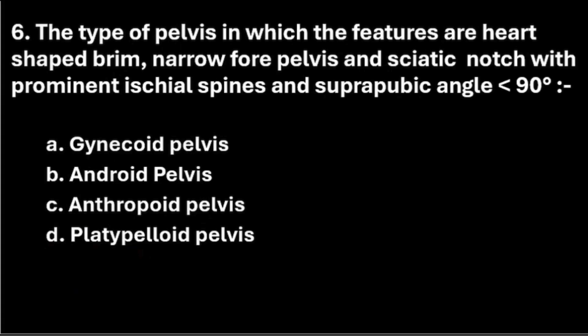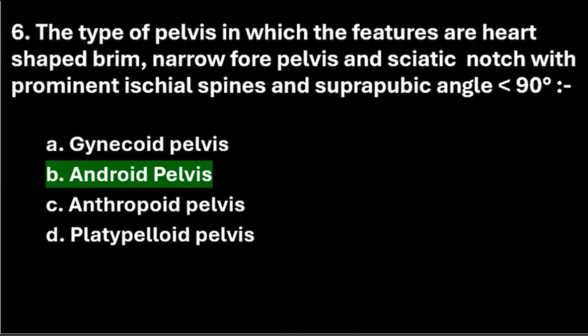The type of pelvis in which the features are heart-shaped brim, narrow pelvis and sciatic notch with prominent ischial spines and suprapubic angle more than 90 degrees: option A gynecoid pelvis, option B android pelvis, option C anthropoid pelvis and option D platypelloid pelvis. You have to see the keyword here, heart shaped. So according to shape we are trying to identify, because you don't need to waste too much time on this kind of questions. You have to identify the particular feature and hit the target. Let us see the right answer straight away.